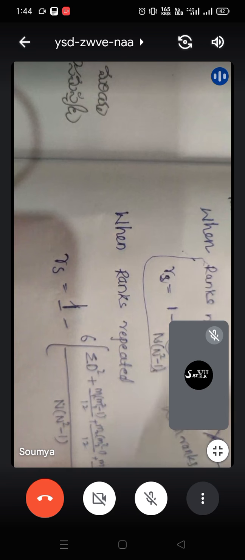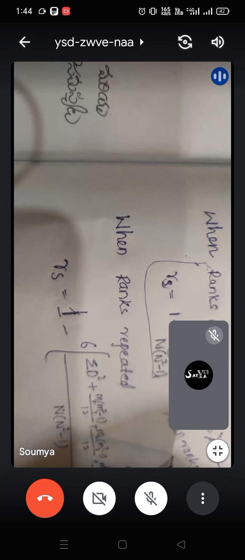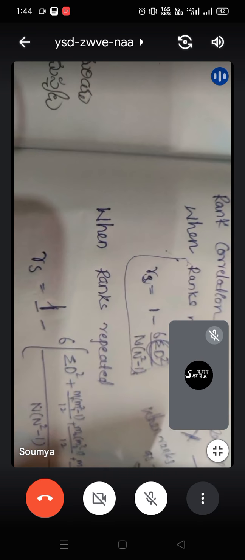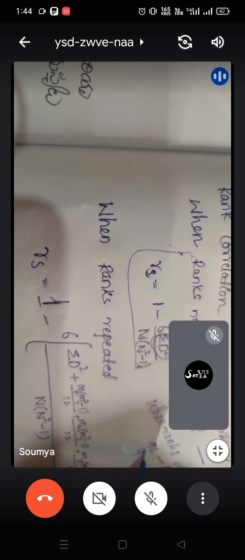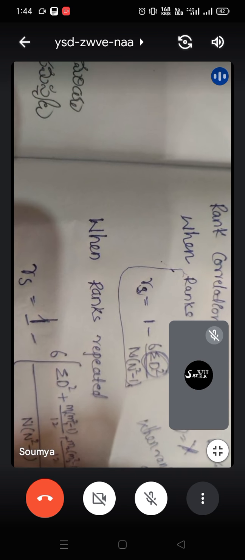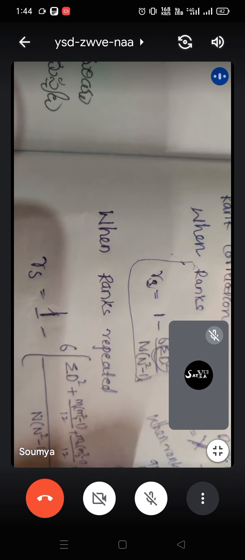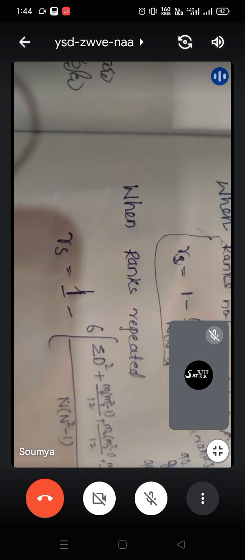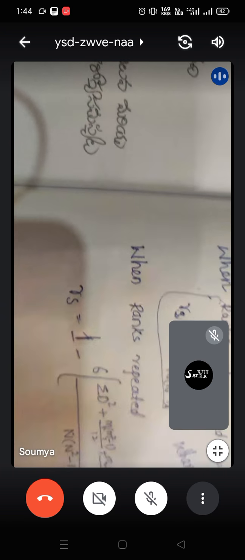That means we have only a single rank. Suppose for 90 marks I give one rank, for 89 you have to give the second rank. But suppose you have 90 marks for 2 members, how will you give the rank? What is the formula? So this is the formula.